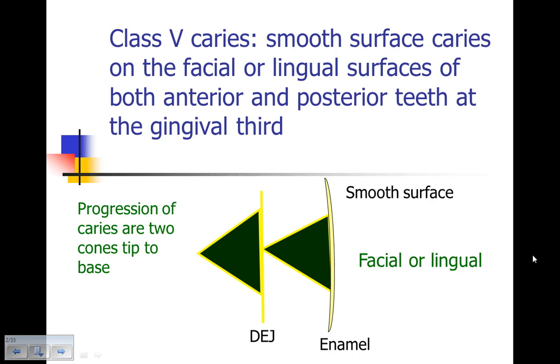At the DEJ, the caries spreads, and it spreads in such a way that it becomes a tip of a triangle again as it follows the dentinal tubules. So the progression of caries for smooth surface caries for the Class V are two cones tip to base, two triangles tip to base.